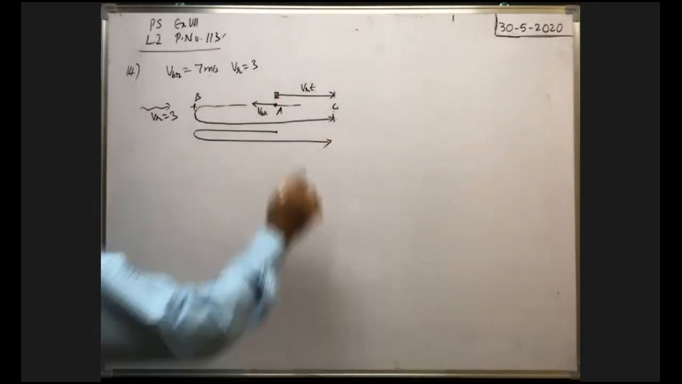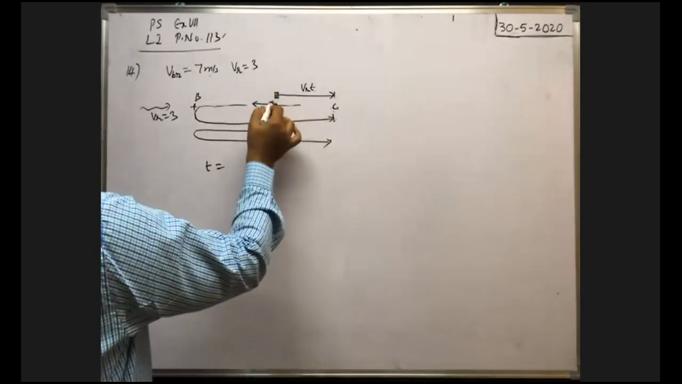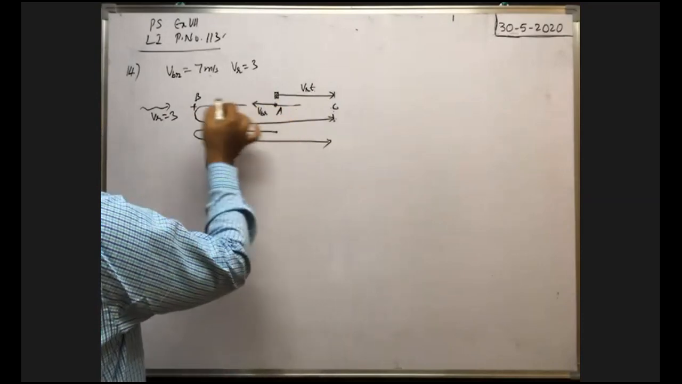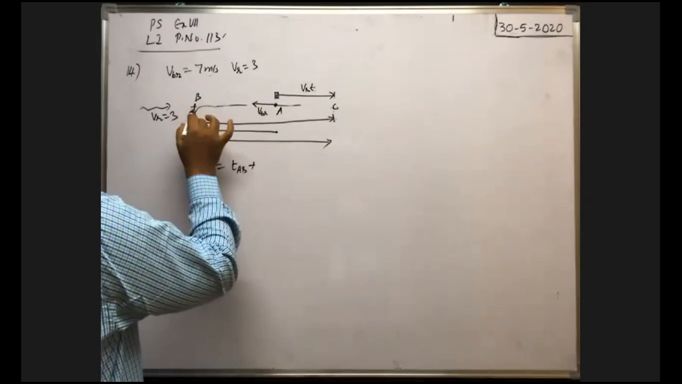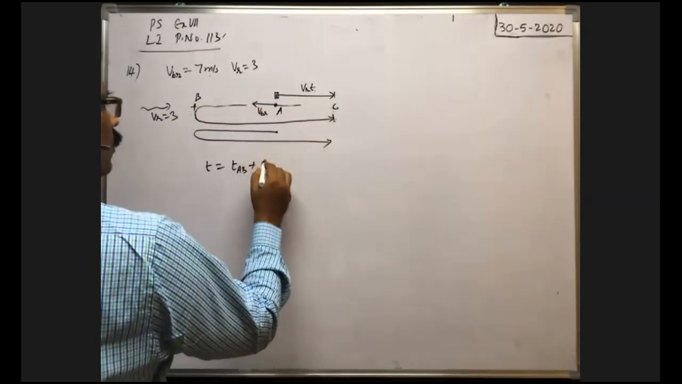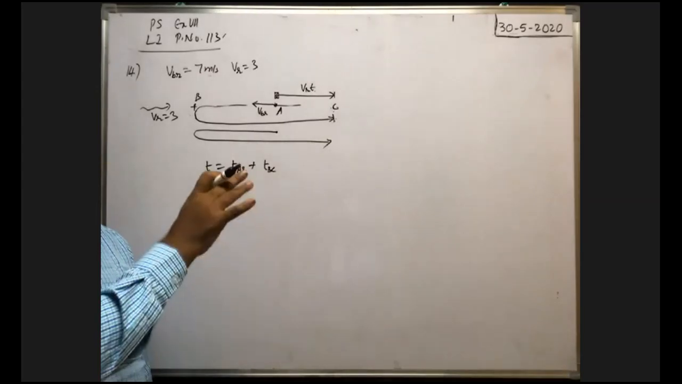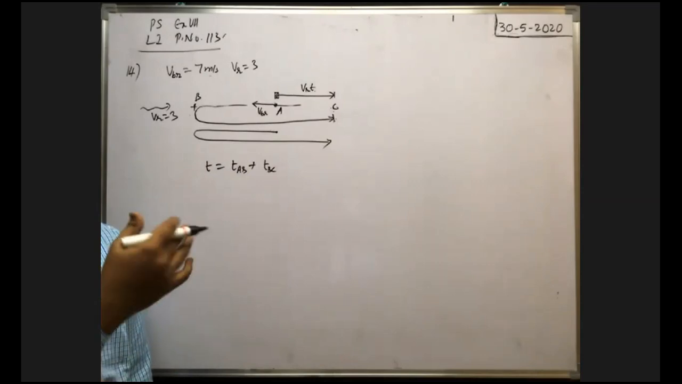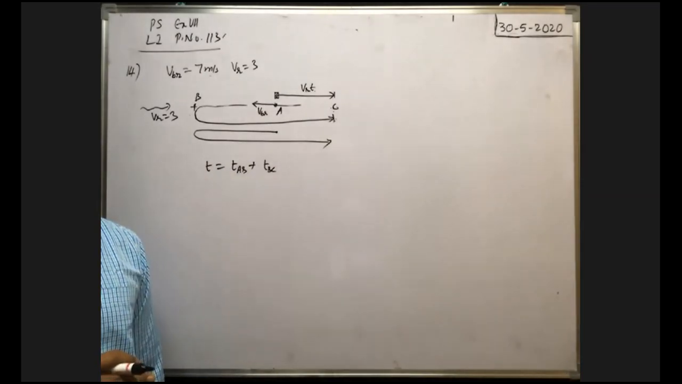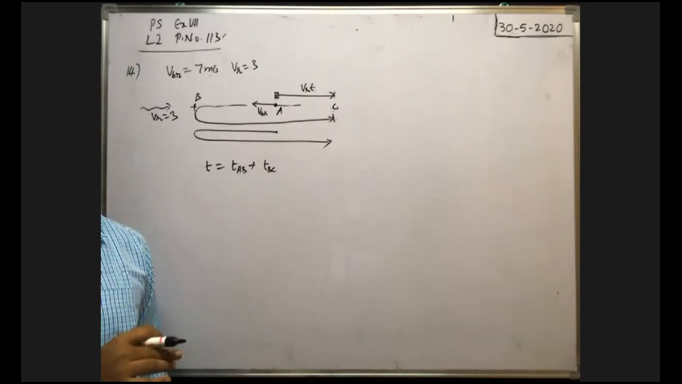Okay. Now in this total time T, the time taken by the boat to travel from A to B is TAB. The time taken by the boat to travel from B to C is TBC. This is the total time. Okay. Do you agree with this? Did you understand this? If you understood, I can go ahead now.